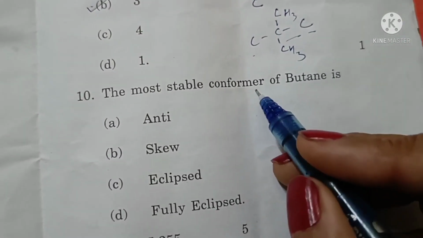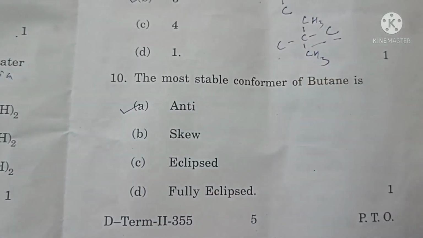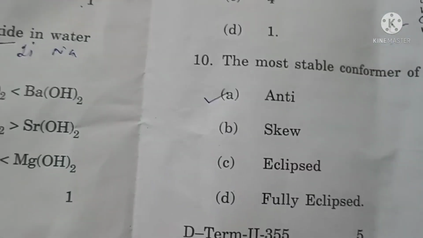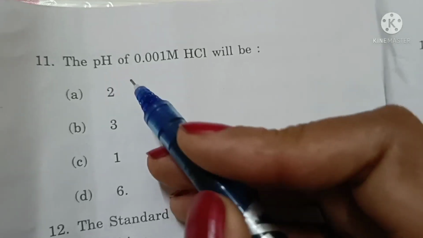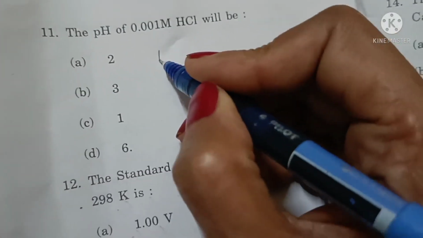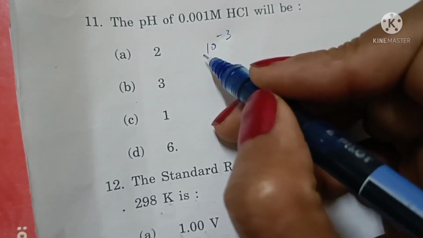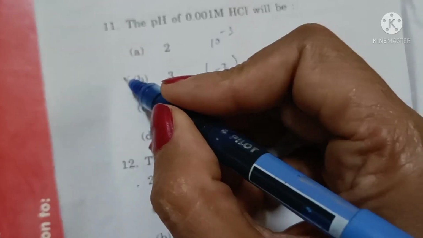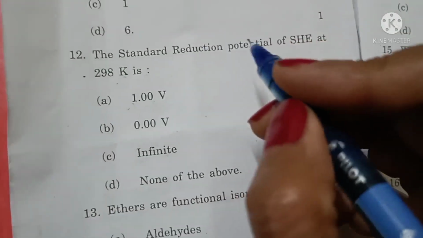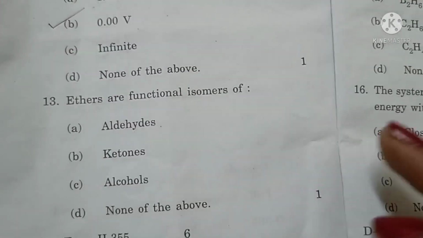The most stable conformer of butane is anti, because there is the least repulsion between the 4 carbons. Next question. The pH of 0.001 molar HCl will be, as the concentration of hydrogen ions is 10 raised to power minus 3. So its negative log will be negative of minus 3, that means 3. So the option is B. The standard reduction potential of the standard hydrogen electrode at 298 Kelvin is 0.00 volt.